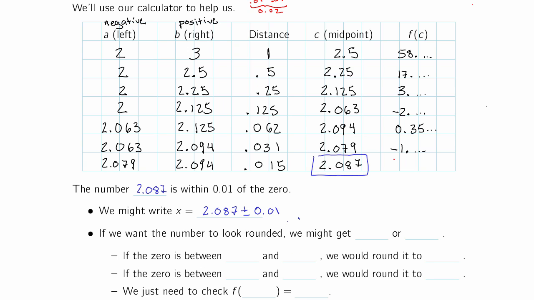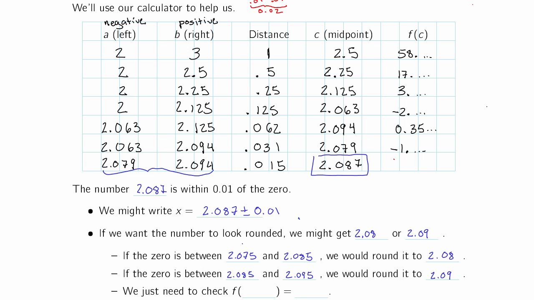Now, normally when we try to give a number to within 0.01, we want it to look like it's rounded to 2 decimal places. And we would need to see, do we want 2.08 or 2.09? Because both of those are between these 2 endpoints, and we don't know which one we want to be actually within 0.01. But, well, if the 0 is between 2.075 and 2.085, those are the numbers we would round to 2.08. If it's between 2.085 and 2.095, those are the numbers we would round to 2.09.